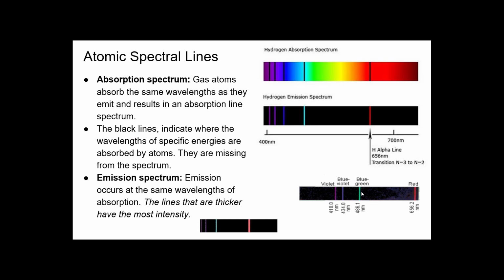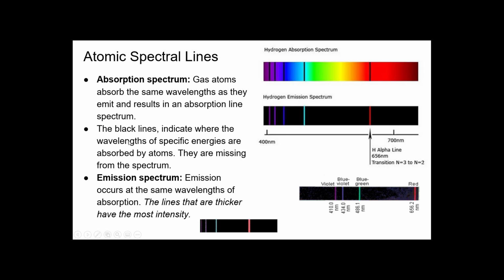Atomic spectral line. So here's a perfect example of a hydrogen absorption spectrum. You can see the black lines are where this has been absorbed, these lines for hydrogen. And then there's an emission spectrum where the exact spots, values, these wavelengths, show the emission from the energies. This one doesn't show too clearly, but if you look down here, you can see there's a really thick red line compared to the others. The lines that are thicker have the most intensity. So that's the one that is defined more than the other ones for that element.